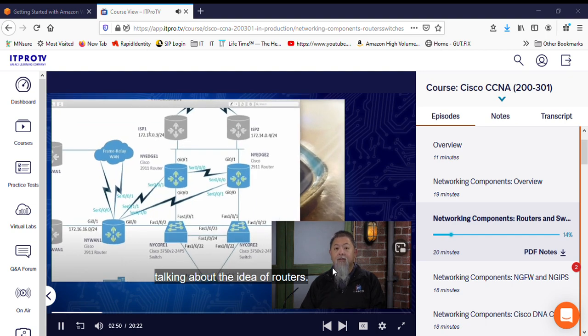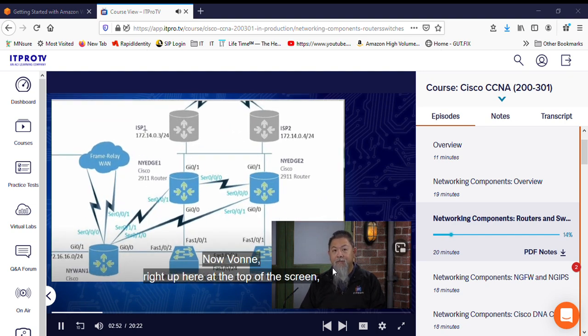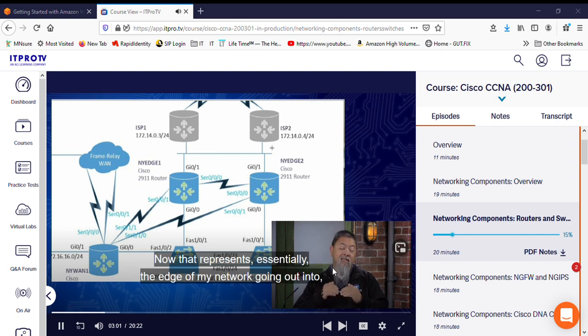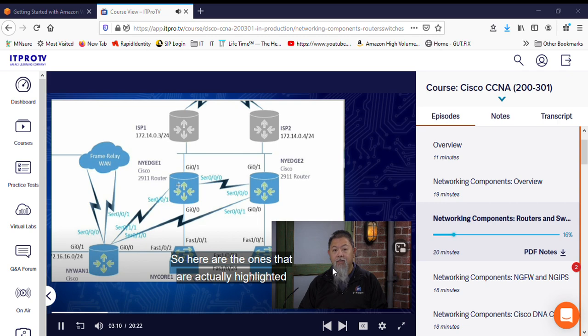But at this point, Vaughn, this helps us in a couple of different ways when we start talking about the idea of routers. So Vaughn, right up here at the top of the screen, I have what represents the ISP, the Internet Service Providers. You can see ISP1 as well as ISP2 over here. So that represents essentially the edge of my network going out into, well, somebody else's network. And when we connect in that way, we normally put routers. So here are the ones that are highlighted on the diagram. The ones labeled NY Edge 1 and NY Edge 2, those are going to be considered my edge routers going out to the internet.